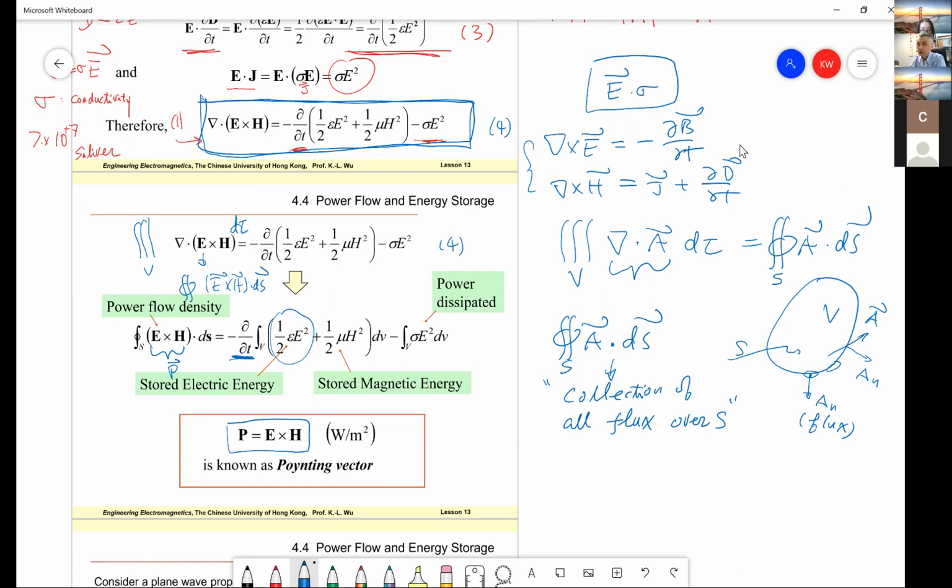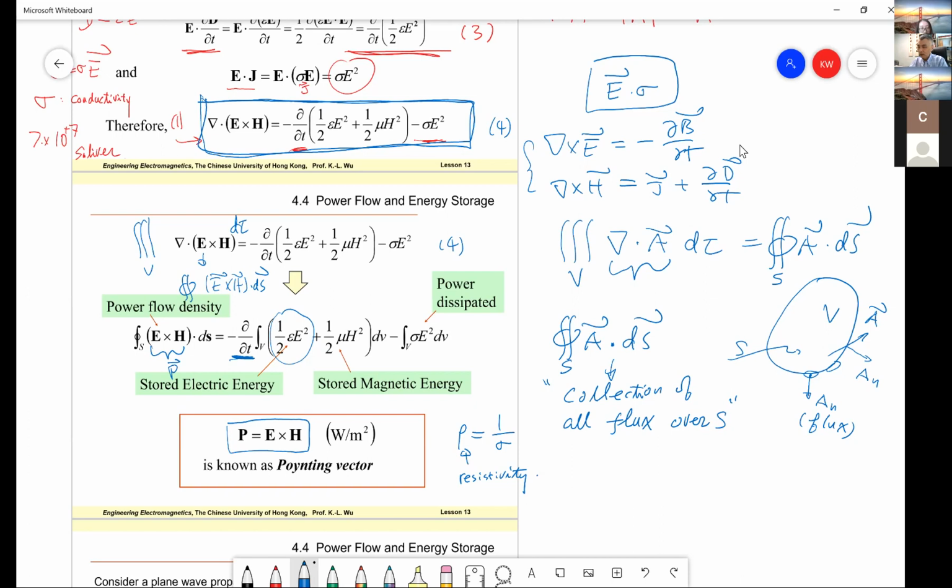The third term is clear. The third term is just the power dissipated on the resistance. Because conductivity is the inverse of resistivity, 1 over conductivity is the resistivity. So the third term is the energy consumed.